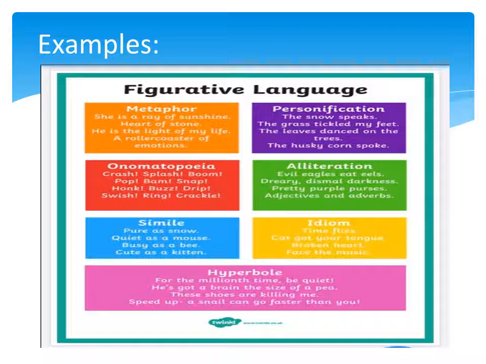For example, metaphor: a heart of stone, a roller coaster of emotions. Onomatopoeia is the sounds, so crash, splash, boom. Simile, when you compare two things using as or like: pure as snow, quiet as a mouse. Alliteration, the alphabet repeats, so evil eagles eat eels. Personification and hyperbole are there for you to go over as well.